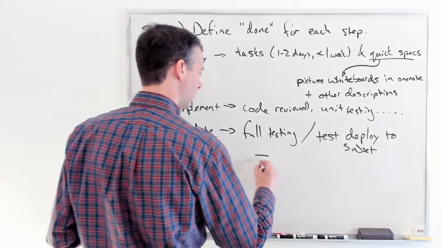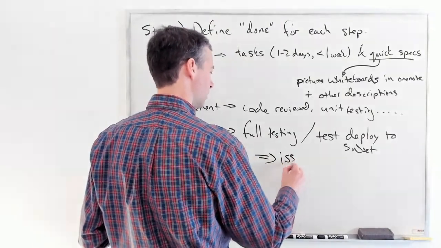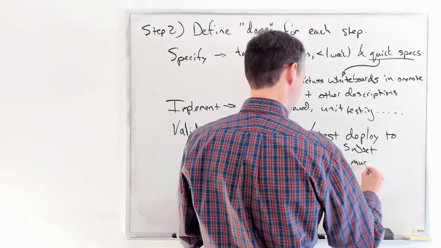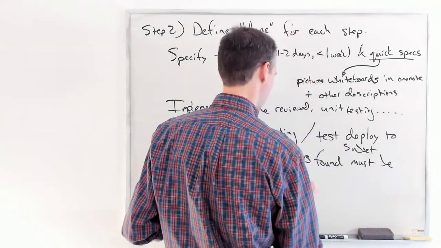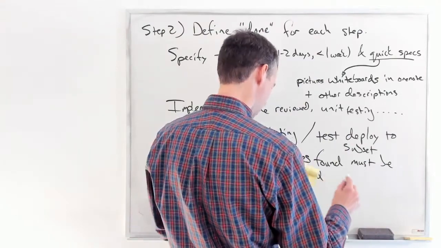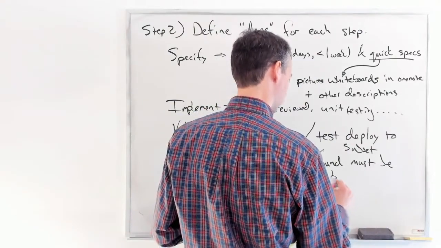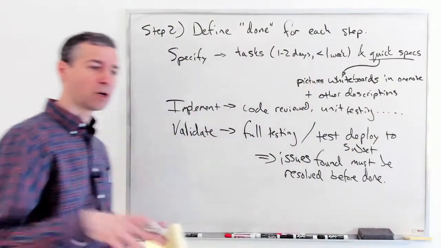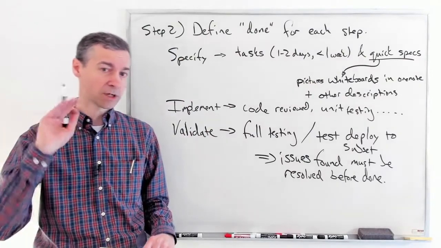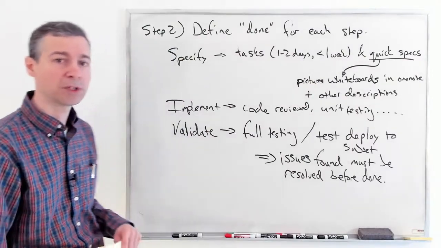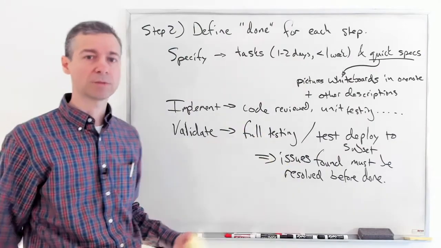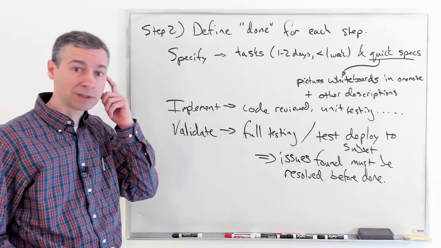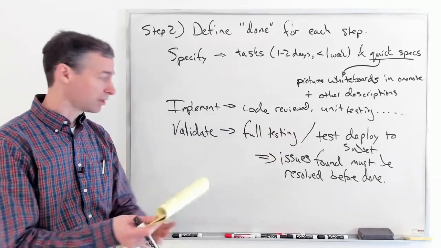The big thing here at the validate stage, though, is that any issues that are found must be resolved before you're allowed to say it's done. This is real common. This is the quality check. We are not allowing it to be deployed and be available to all the customers until we really feel that it is bug-free, basically. So it's going to get stuck at this stage.